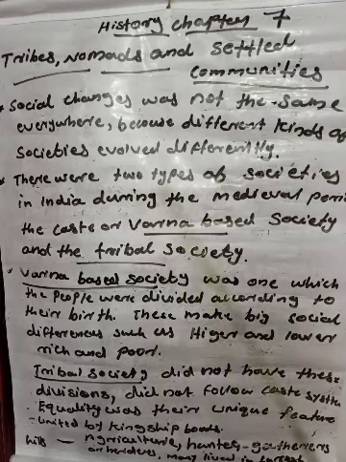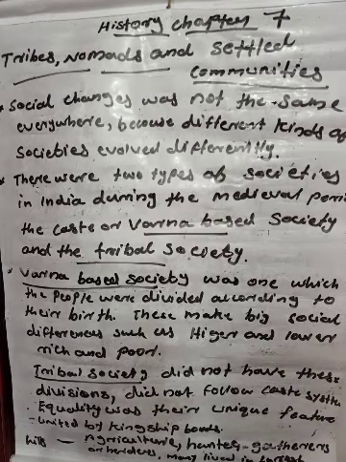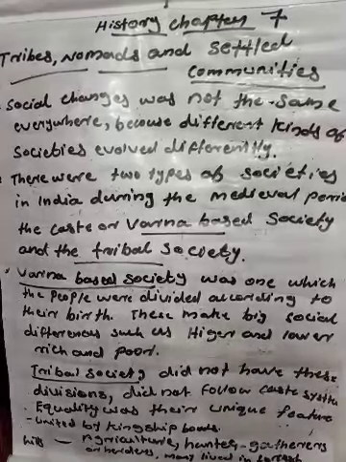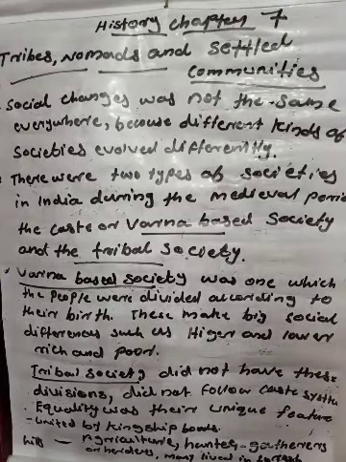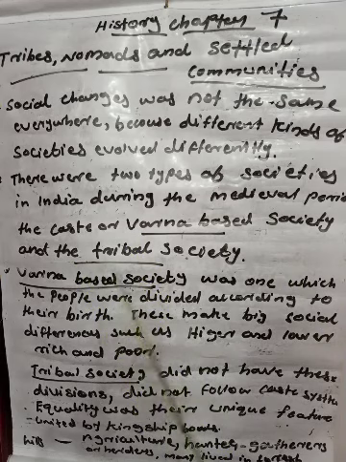There were two types of societies in India during the medieval period: the caste or Varna based society and the tribal societies. Okay children, so there were two types of societies in India during the medieval period, that is the caste or Varna-based society and the tribal society.